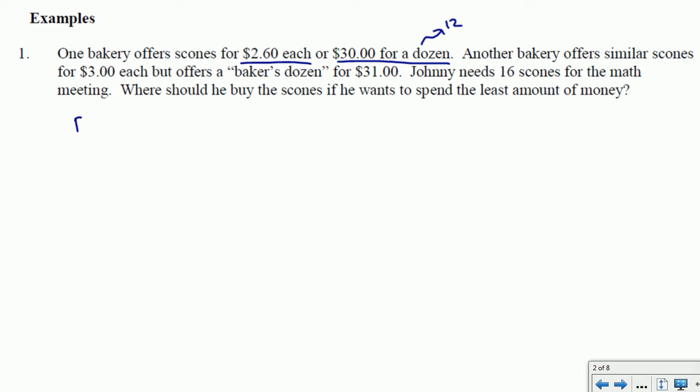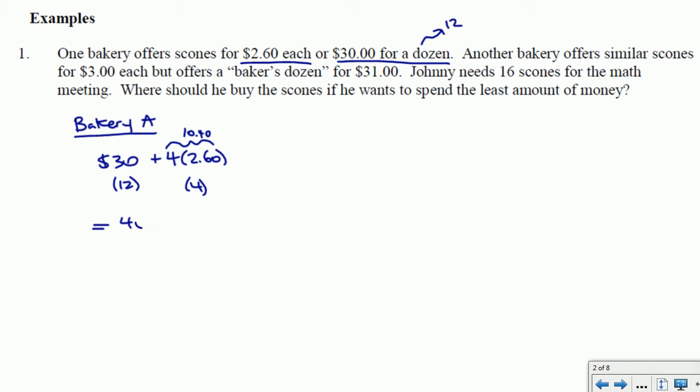So with this bakery, let's call it maybe Bakery A, buying 12 scones would cost $30. And if we need 16 total, that means we need to buy 4 individually. So added to 30, we would have to buy 4 at $2.60 a piece. So 4 at $2.60 works out to be $10.40, and $30 plus $10.40 gives a grand total of $40.40.